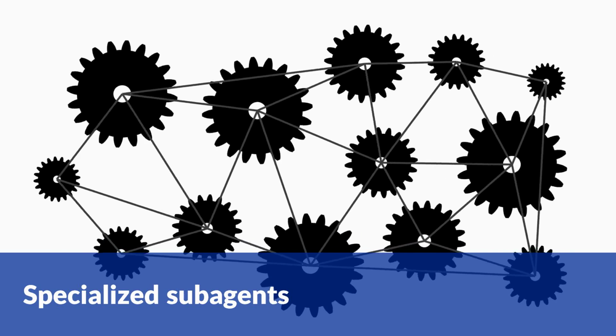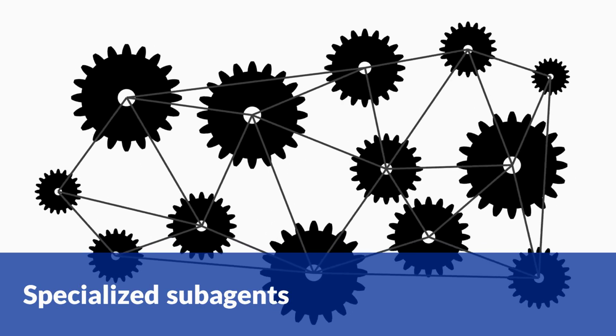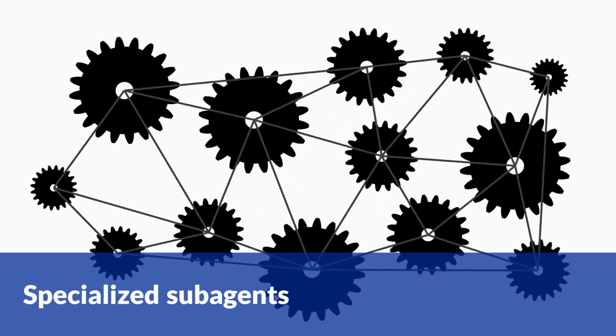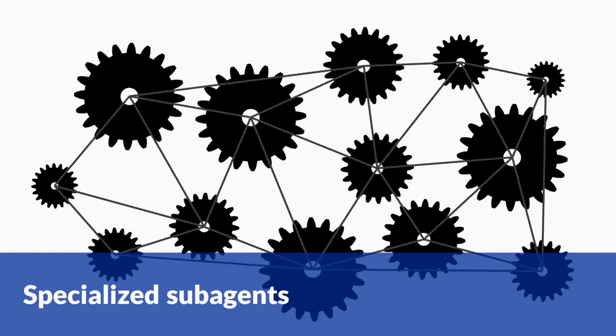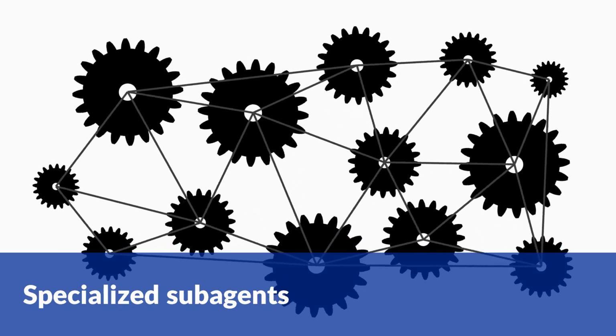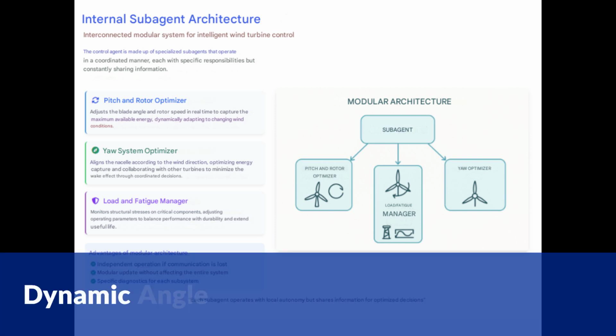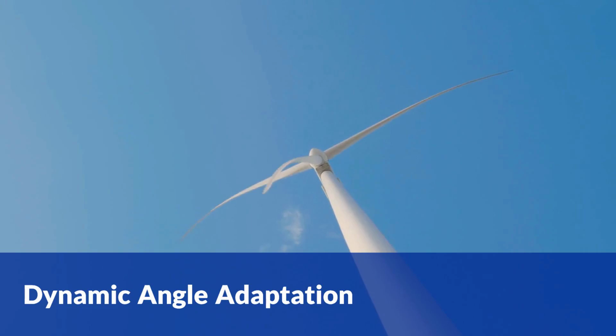The control and state agent is not a monolithic entity, but rather a set of specialized subagents. Each has specific responsibilities, working in a coordinated manner to achieve overall objectives. This modular architecture ensures robustness and efficiency. This subagent is responsible for fine-tuning critical turbine parameters. Its goal is to ensure optimal operation at all times, balancing production and durability. It works with several interconnected agents.